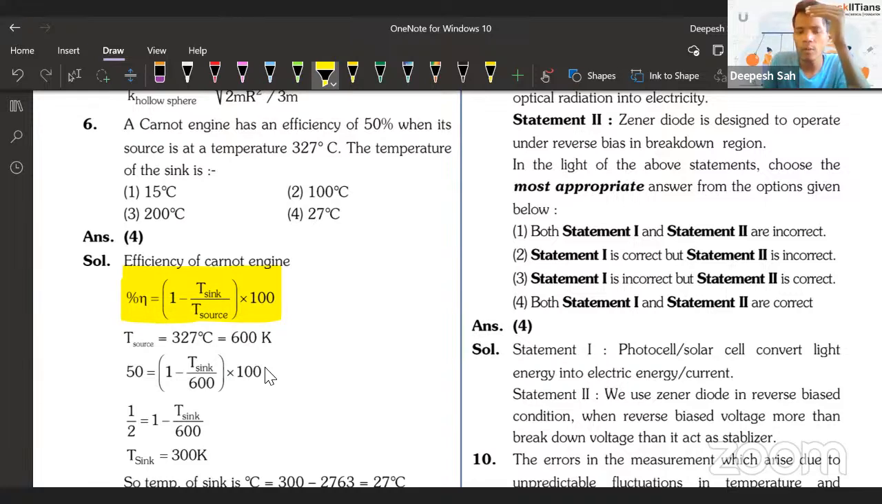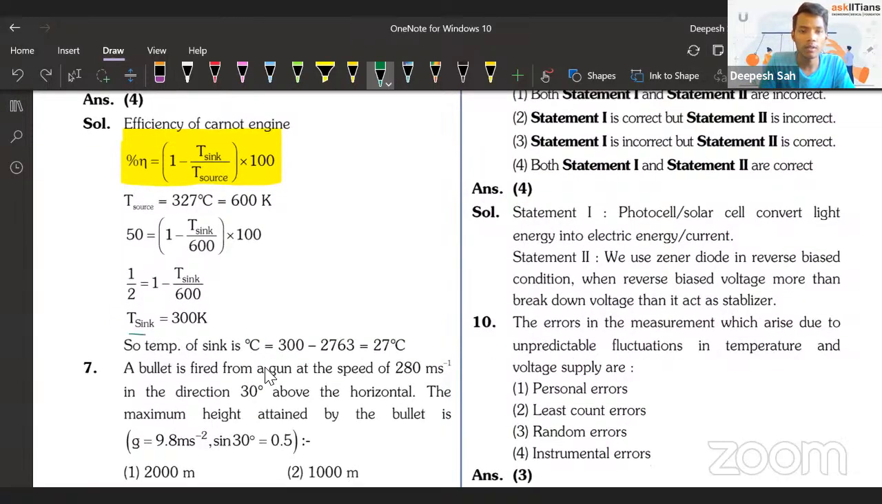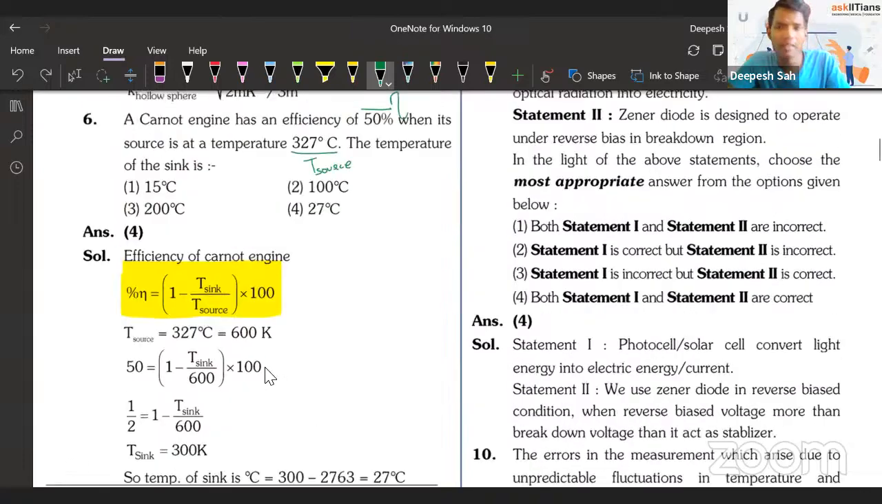Straight away a formula based question. Why? Because as you can see, the temperature of the source is already given. The value of efficiency eta is also given. So I can put these things in the formula, 327 over here and the efficiency over here, and we can easily calculate the temperature of the sink. So this is again a very, very easy question based totally on what?